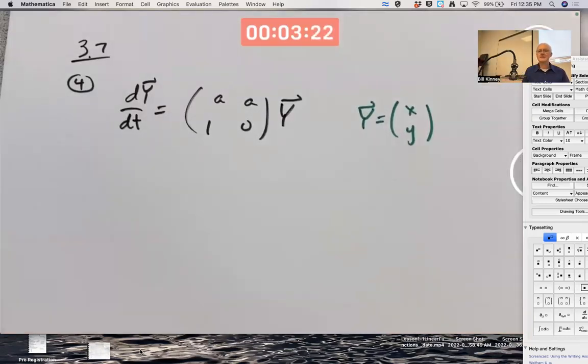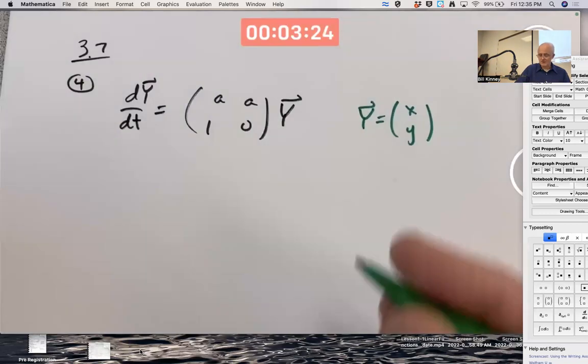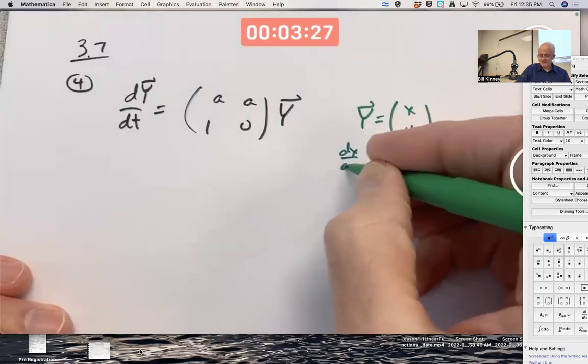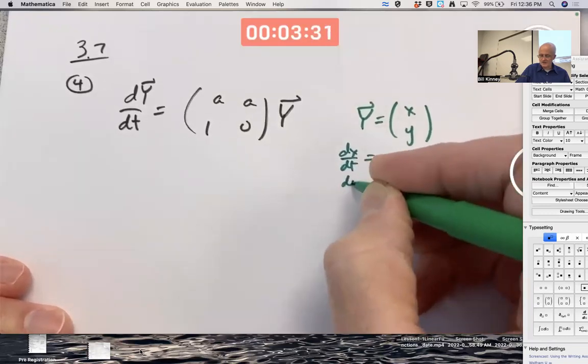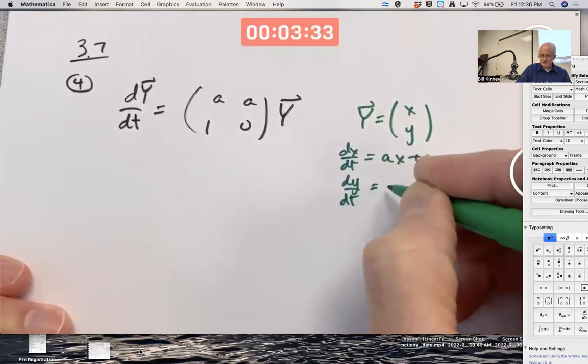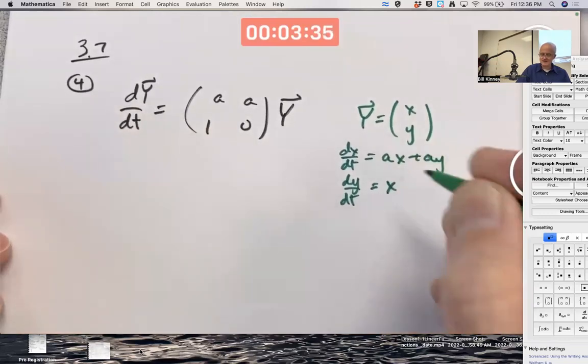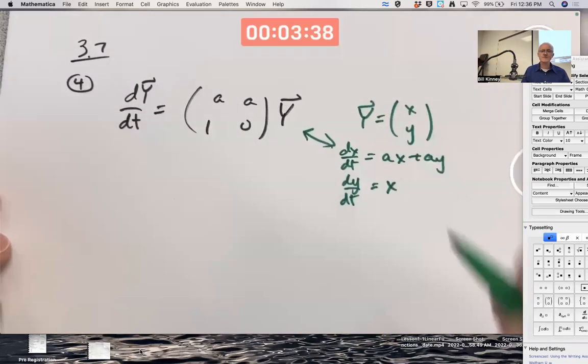And so you should be able to write this in scalar form as well. And in fact, I'll do that quick. dx dt equals ax plus ay, and dy dt equals just 1 times x. These are equivalent to each other.